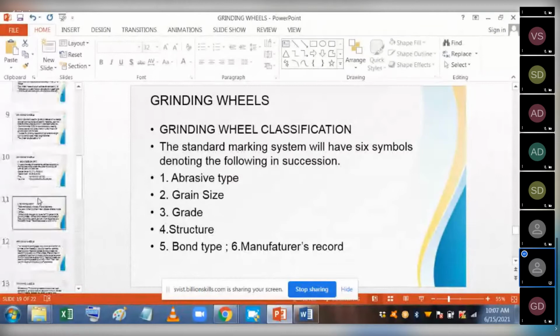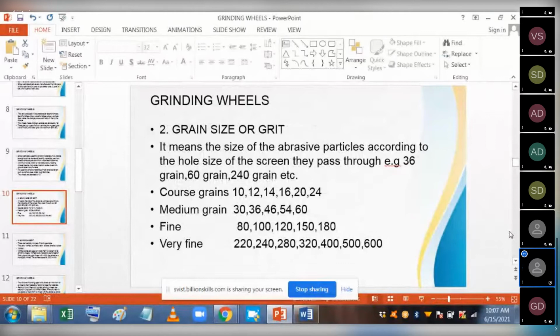So abrasive type, we have already discussed. Number 2 is the grain size or the grit. It means the size of the abrasive particles, according to the hole size of the screen that they pass through, for example, 36 grain, 60 grain, 240 grain, and so on. If in a square inch of area the number of holes is smaller, the grain size will be higher, which is called coarse grain: 10, 12, 14, 16, 20, and 24. The medium grade is 30, 36, 46, 54, and 60. The fine grade is 80, 100, 120, 150, 180, and the very fine is 220, 240, 280, 320, up to 600.